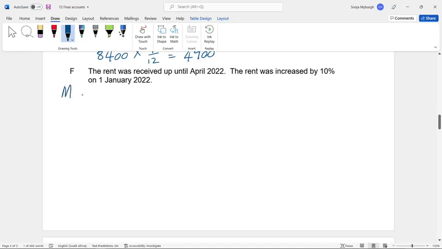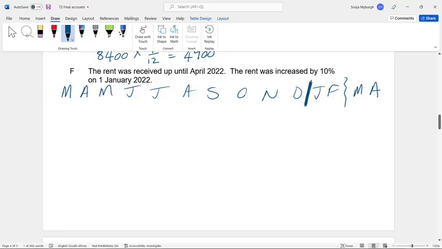Our year starts in March. April, May, June, July, August, September, October, November, December, January, February, end of the year, but we've also received for March and April. And then on the 1st of January, the increase took place. Now you may think this is time consuming by writing out the months, drawing your timeline, but the moment you see it, it makes sense.